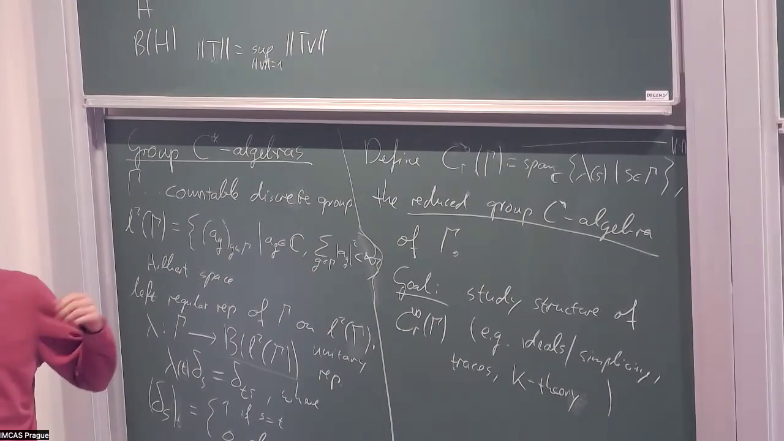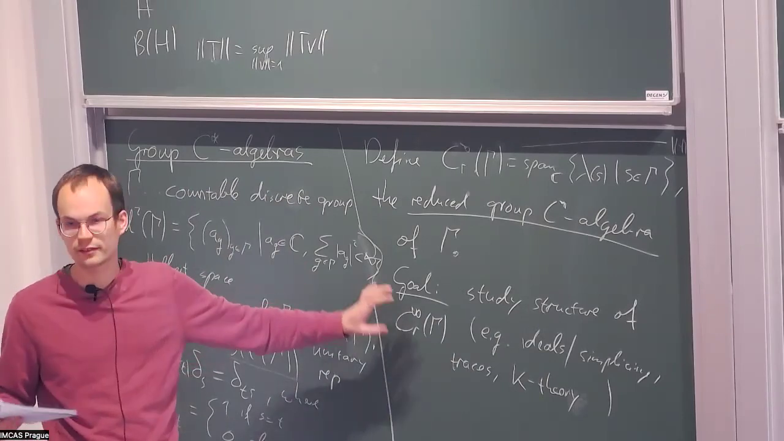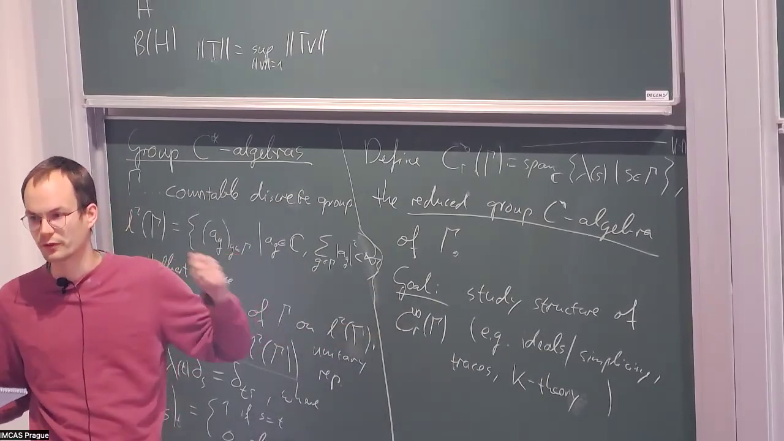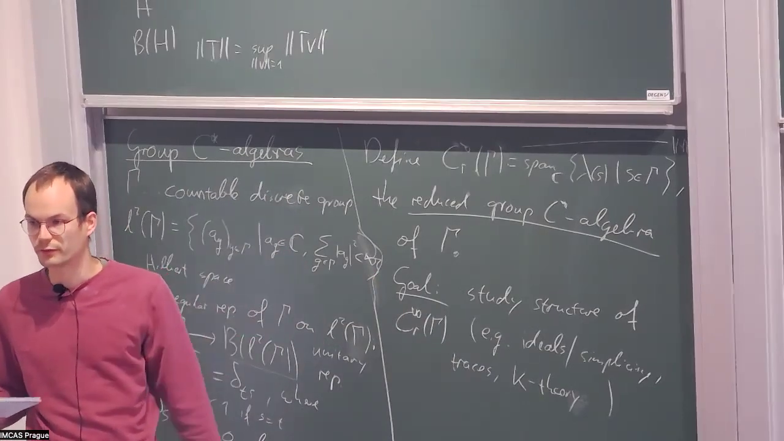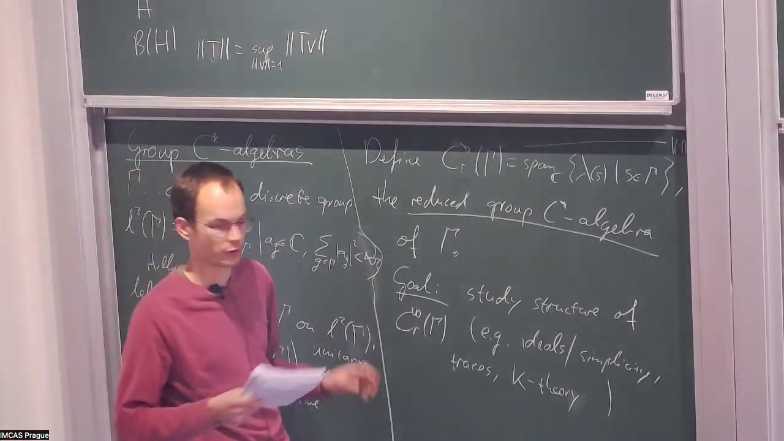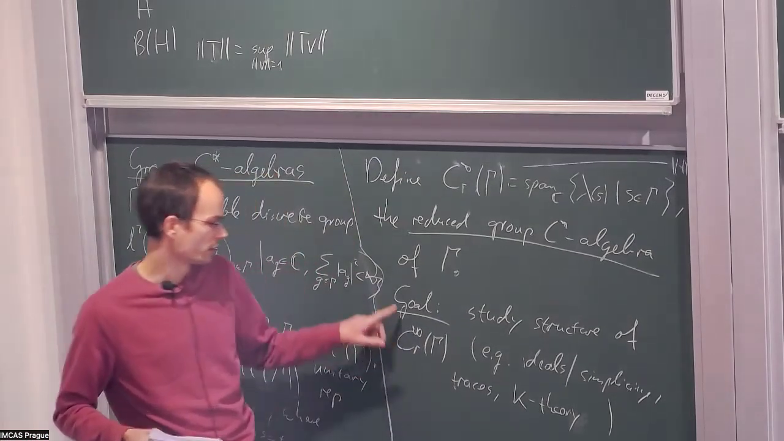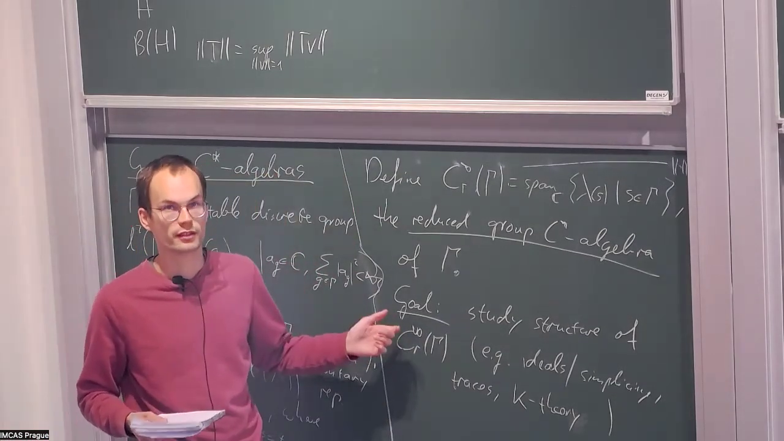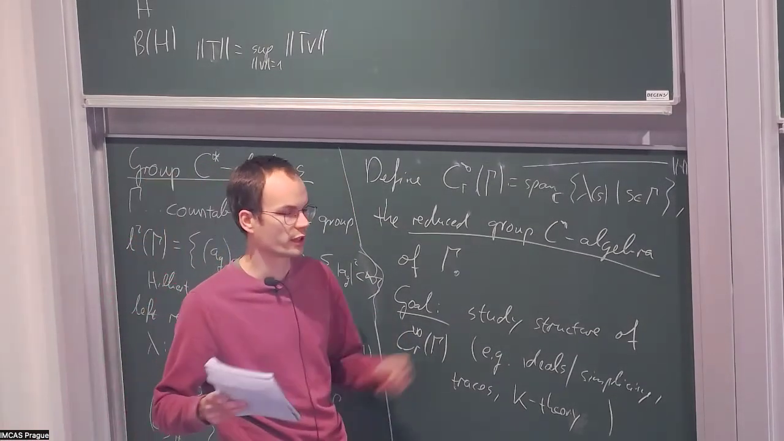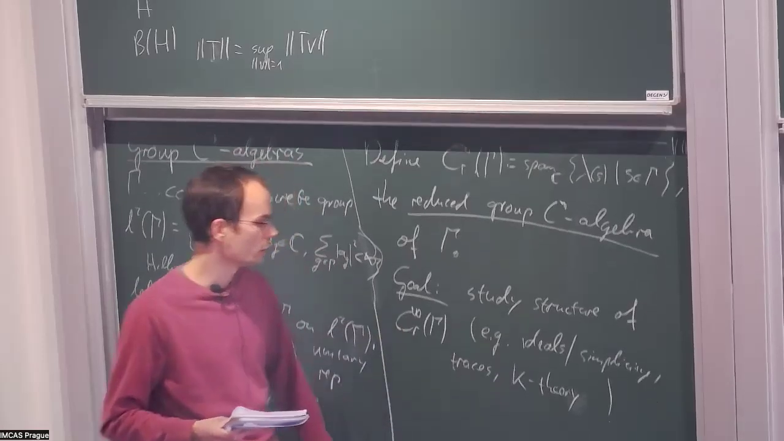And well, why do you study this thing in the first place? I think people think of this as encoding information of the group itself. So I guess the fundamental object you're interested in is the group, and then you study the group C-star algebra. Although those are also nice examples of C-star algebras. So I guess you can look at it from either point of view. Okay.